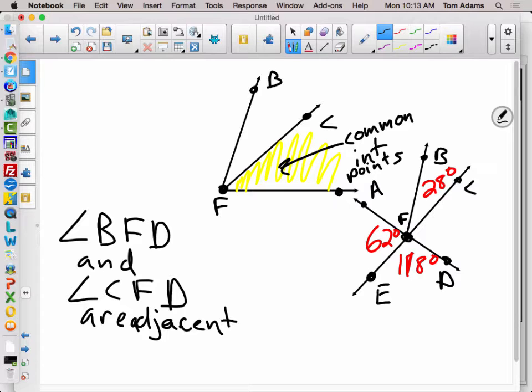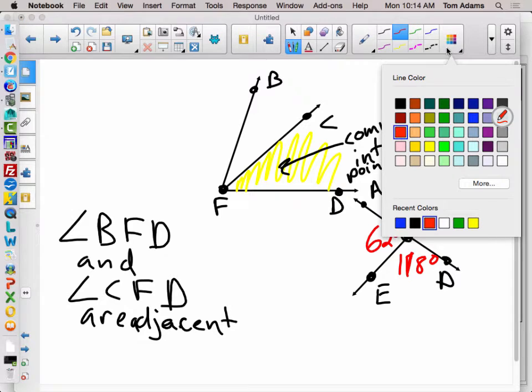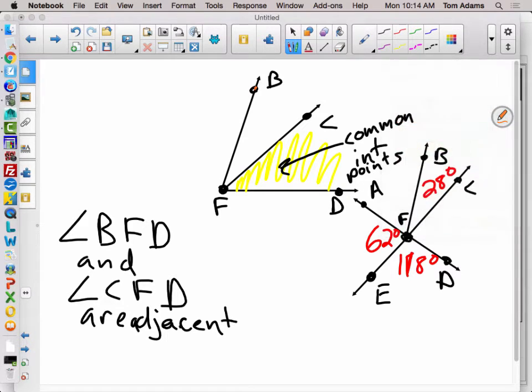Now we got to be careful, okay? So now watch this. I heard some people say yes and some people say no. It's kind of a trick question, right? Oh, I should probably label this. This is D, right here. So now, what's BFD? Well, BFD, right? And it's saying that it is adjacent to CFD.